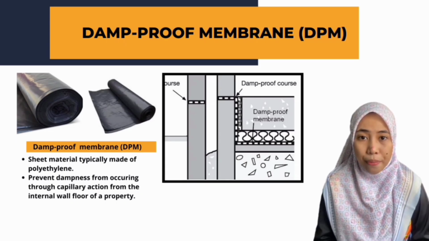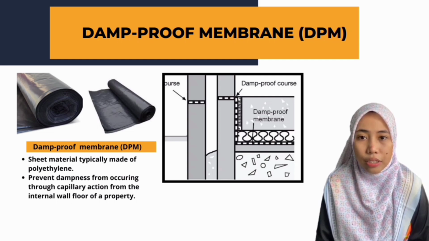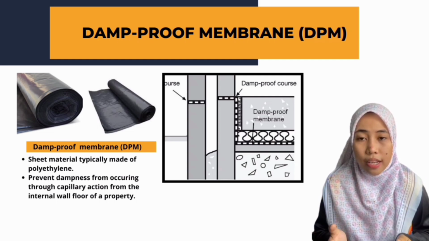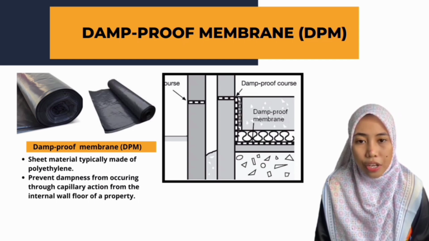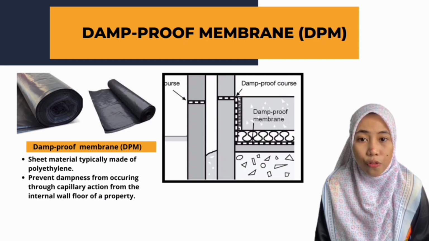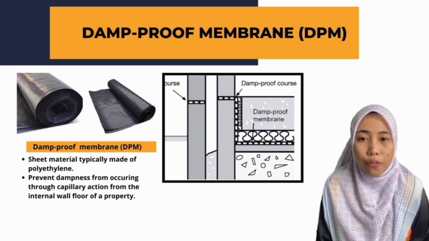A damp-proof membrane is a thin sheet material typically made of polythene. This type of membrane material is used to prevent dampness from occurring through capillary action from the internal wall and floor of a property. Additionally, damp-proof membranes provide protection against a variety of problems associated with moisture ingress, ranging from visible damp patches such as wet areas on walls and floor to sub-floor damage, rot and mold.